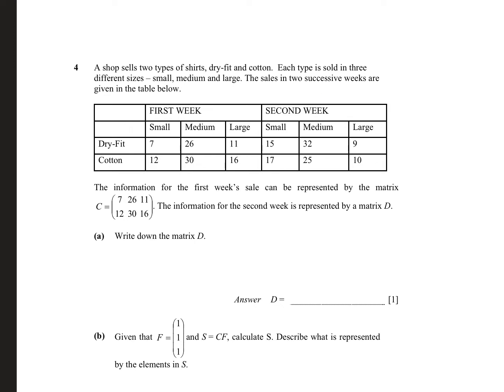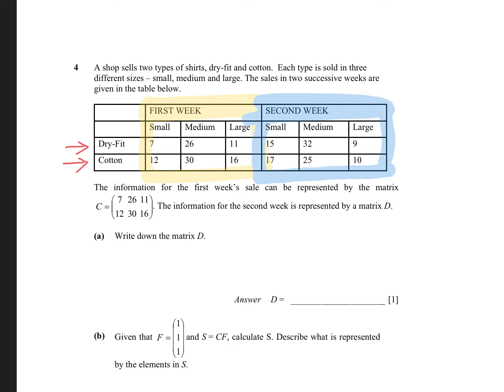So you can see right here, we have the first week. So really, you know what I'm going to do? I'm just going to highlight this because this is the first week. This table is for first week. And then we have second week over here. And yes, the two tables are combined, but they really are representing different weeks. And then of course, over here, we have one row for dry fit, one row for cotton. So that's kind of how we look at the table.